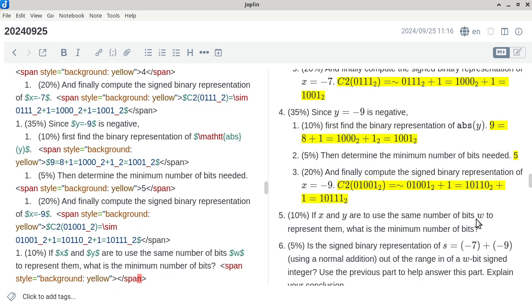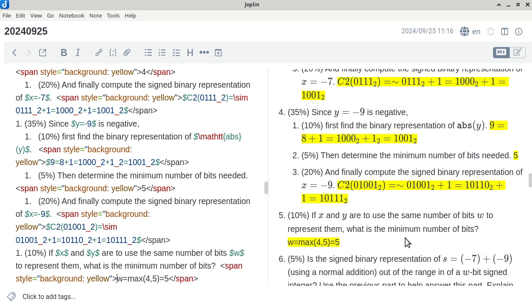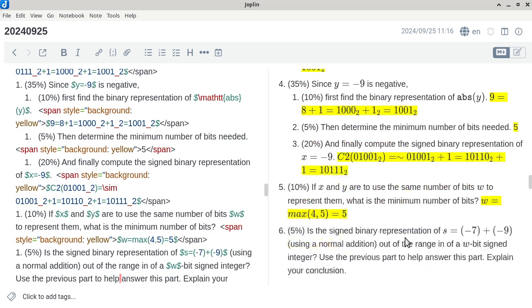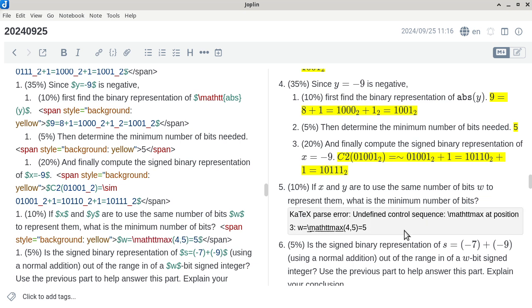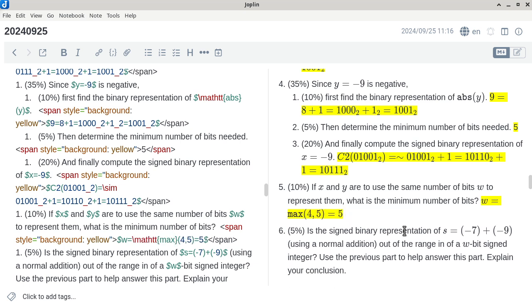All right, so for the next part, if X and Y are to use the same number of bits, which is W, to represent them, what is the minimum width or minimum number of bits that we need? So in this case, your W is 5. It's the maximum between 4 and 5, which is just 5. I'll put this all in that equation, and max, just to make it look a little nicer.